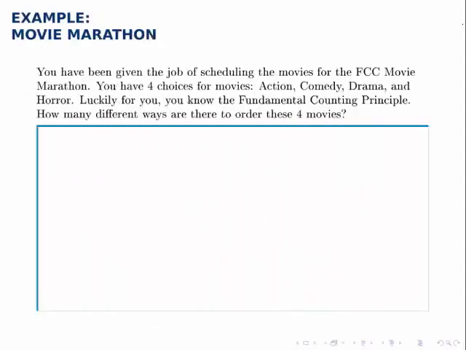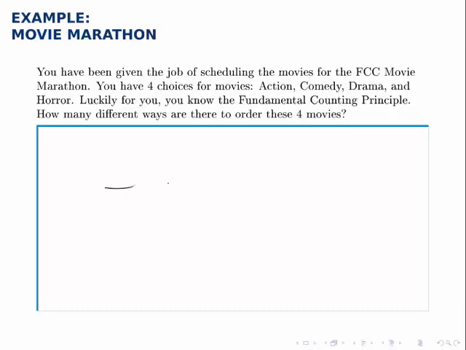You've been given the job of scheduling the movies for the FCC Movie Marathon. You have 4 choices for movies: an action movie, a comedy movie, a drama, and a horror. Luckily for you, you know the fundamental counting principle. How many ways are there to order these 4 movies? So we're going to watch these 4 movies, but we can pick the order we want to put them in.